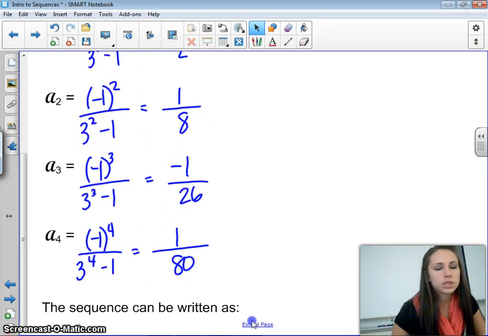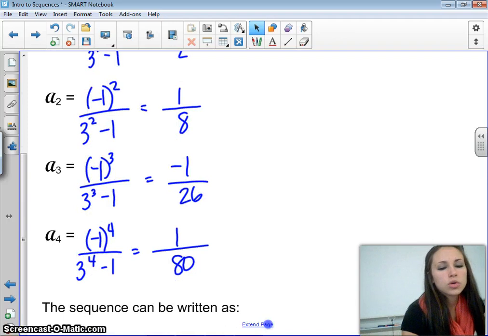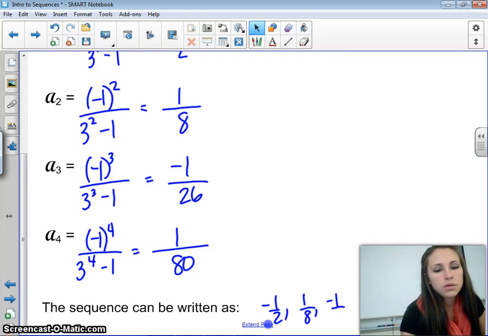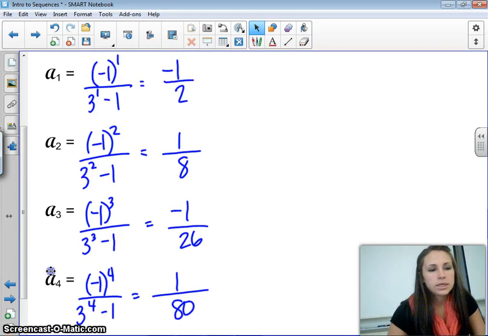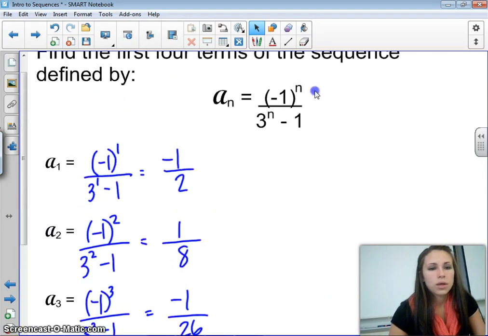And so you can write your sequence, I didn't do this on the last one, but you could write it as -1/2, 1/8, -1/26, and 1/80. So instead of writing A1, A2, A3, A4, you can write it like this whenever I'm asking you to do a problem like this. I just showed these because I wanted you to be able to see what I was plugging in for you.